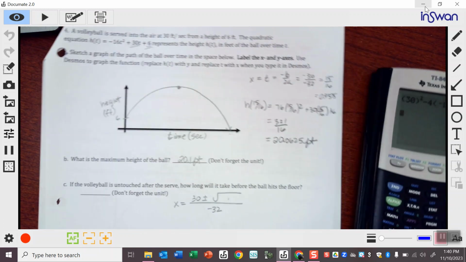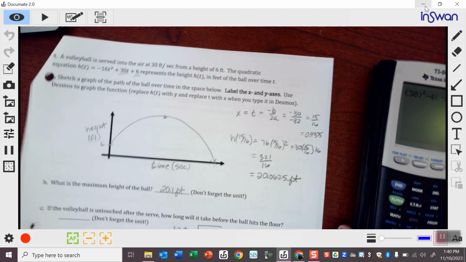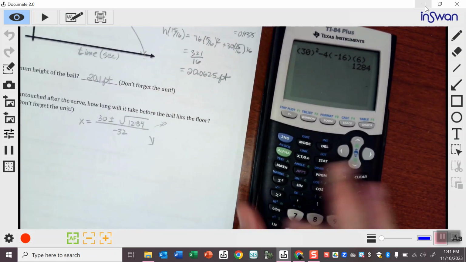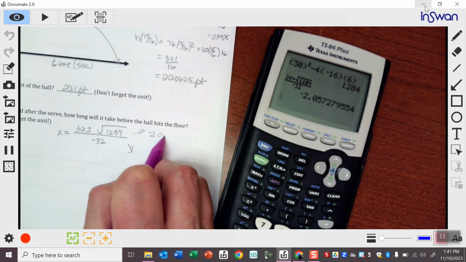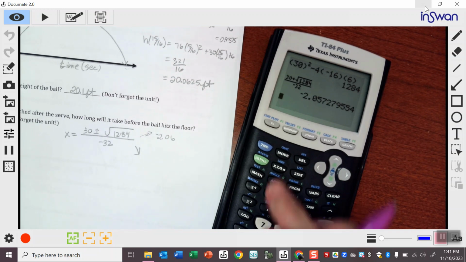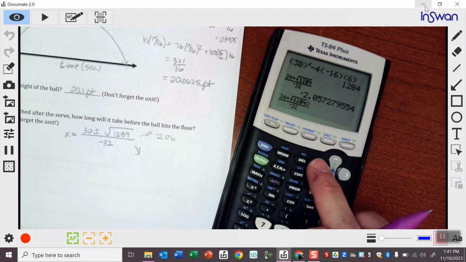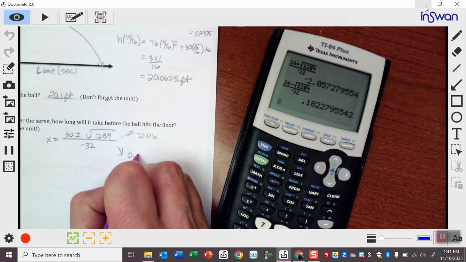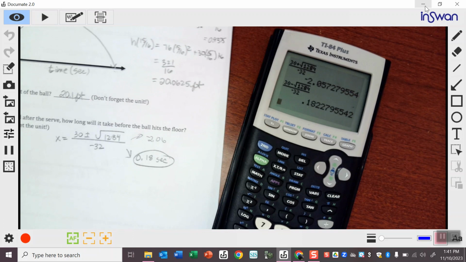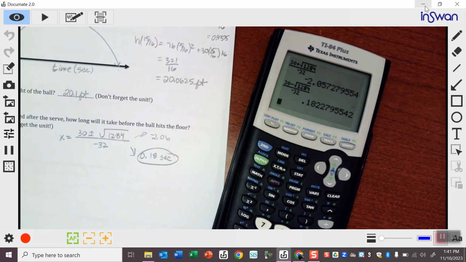All right, so 1284. Okay, so this is going to get me two answers. Let's see what they are. So negative 2.06. Well, that doesn't make any sense for time. So I'll do it again. This time plug in a minus there. And there we go. 0.18, we'll say. 1/8 seconds. Well, that's pretty fast, right? So 0.2 of a second it lands on the ground. All right. So pretty quick, but you get the idea.